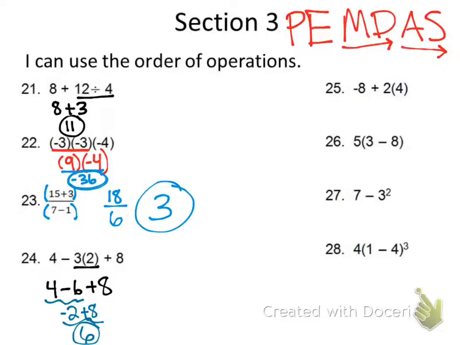Number 25. What is negative 8 plus 2 times 4? Where do I want to start? 2 times 4. 2 times 4 is 8. Negative 8 plus 8 is 0. Questions?